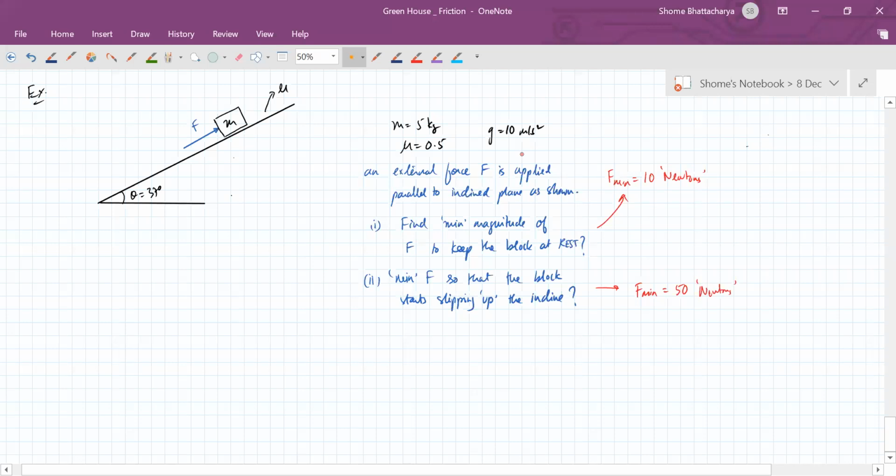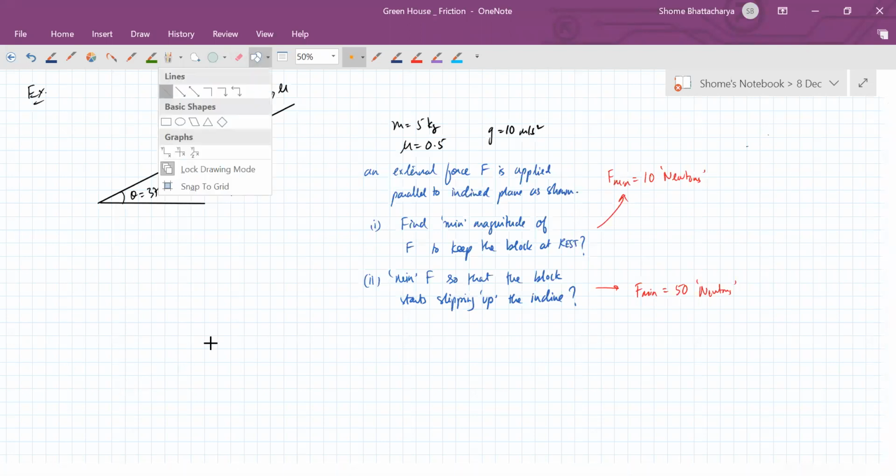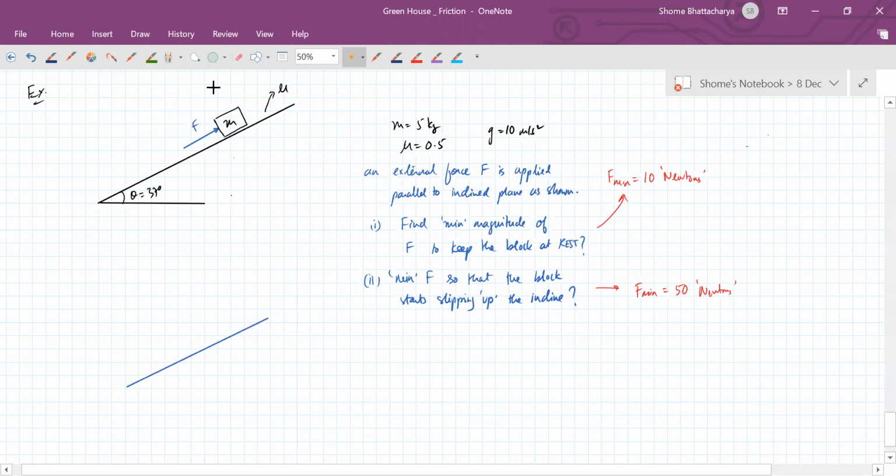Okay, so that's why I said you have to think a little carefully why the two cases are different. In one, you're keeping it at rest. Okay. So I'll try to explain. You see, suppose you were not applying any force here, then what would have happened? The block would be sliding down. No?